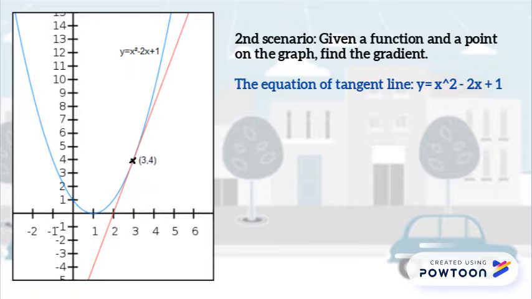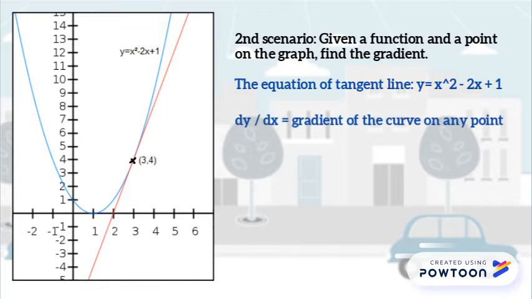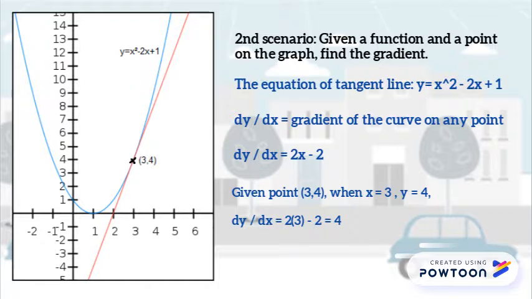If the given function is y equals x squared minus 2x plus 1, by differentiating the function, we get 2x minus 2. Given the point x equals 3 and y equals 4, the gradient will still be 4.